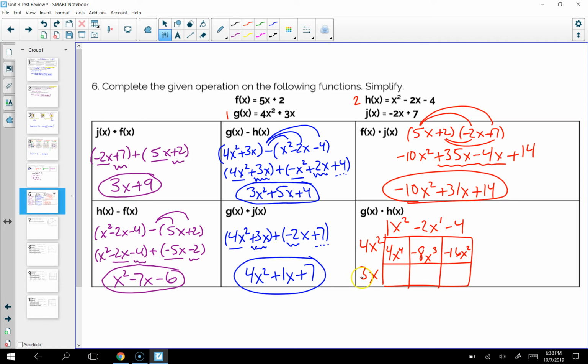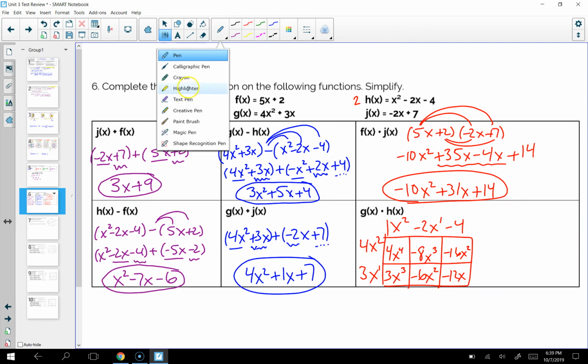Alright, bottom row. 3 times 1 is just 3. X times x squared gives me x cubed. 3 times negative 2 is negative 6. X times x gives me x squared. 3 times negative 4 is negative 12, and then just an x.